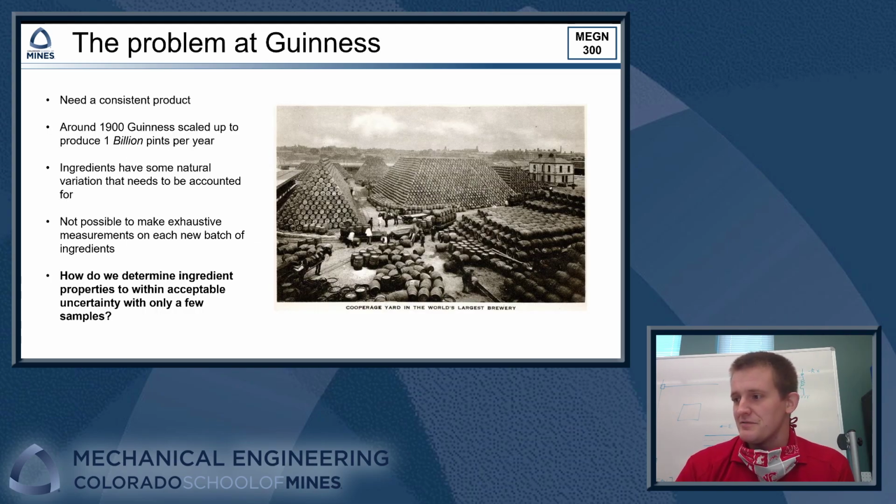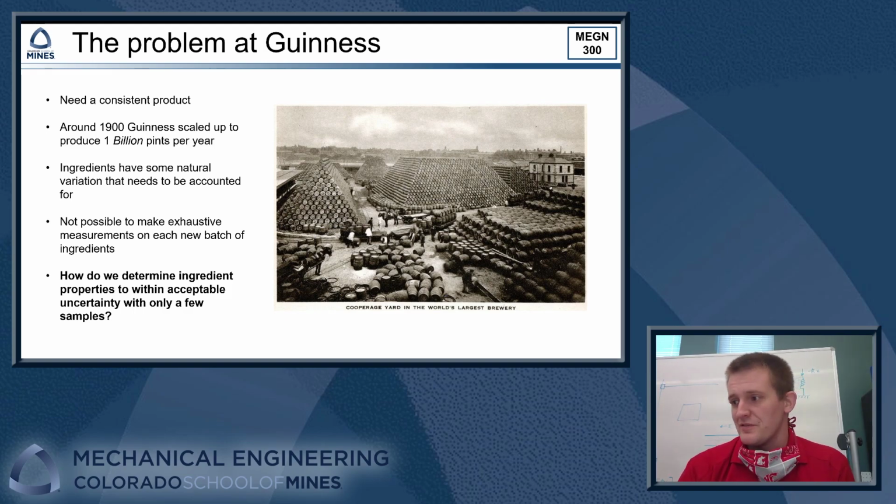And the reason they were doing this is because at the time, Guinness was really scaling up their production and becoming one of the world's first truly industrial scale breweries. So around 1900, Guinness was scaling up to produce about 1 billion pints of Guinness per year. That's billion with a B. That's a lot of beer.